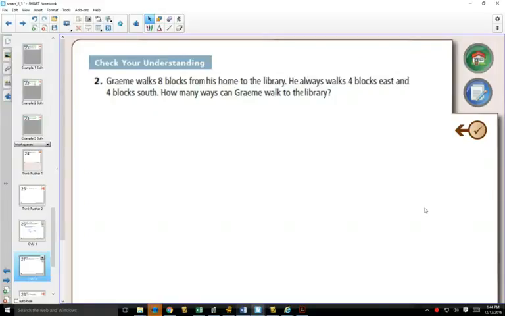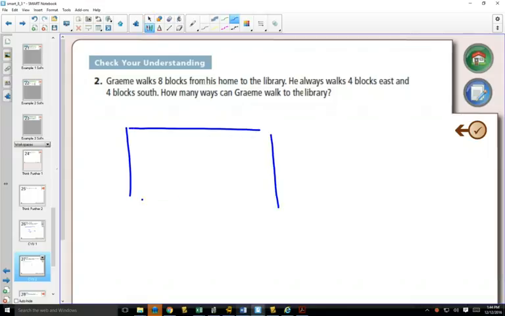Sometimes identical object questions are quite disguised. Graham walks 8 blocks from his home to the library. He walks 4 blocks to the east and 4 blocks to the south. So if we draw a picture of this, then this would be his home with an H.